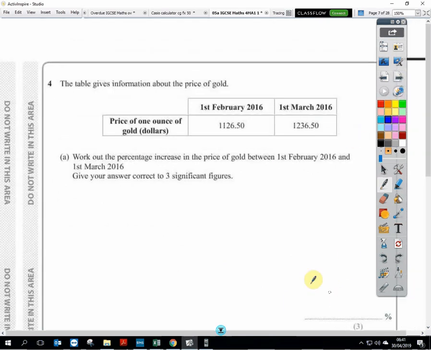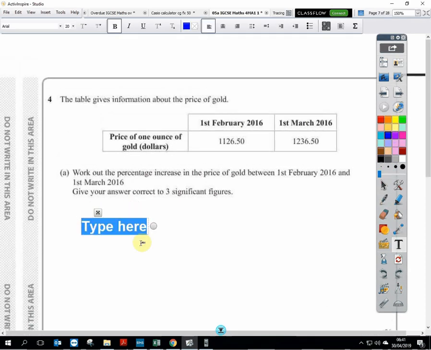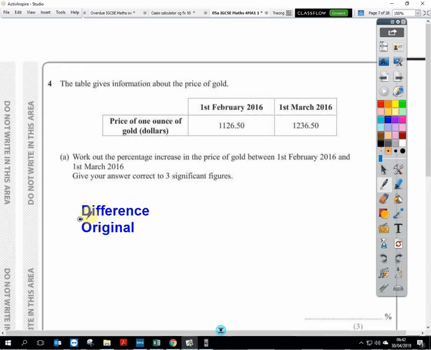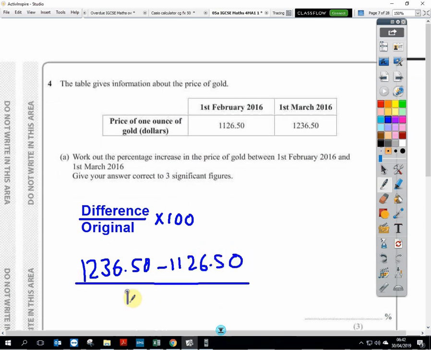Next question, percentage increase. So you need the formula, which is difference over original times 100. The difference between the two numbers is the bigger one minus the smaller one. So 1236.50 minus 1126.50 over the original one. So originally it was 1126.50. You times this by 100, and you can type it into the calculator like that if you like.